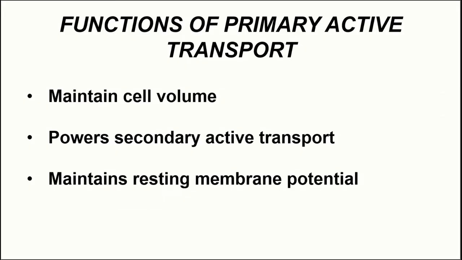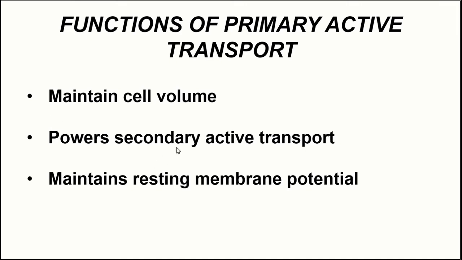So let's look at the functions of primary active transport. Overall, what is this accomplishing in the cell? For one, primary active transport maintains cell volume because water tends to follow the movement of both sodium and potassium. So wherever both sodium and potassium are going, water tends to follow passively by osmosis.